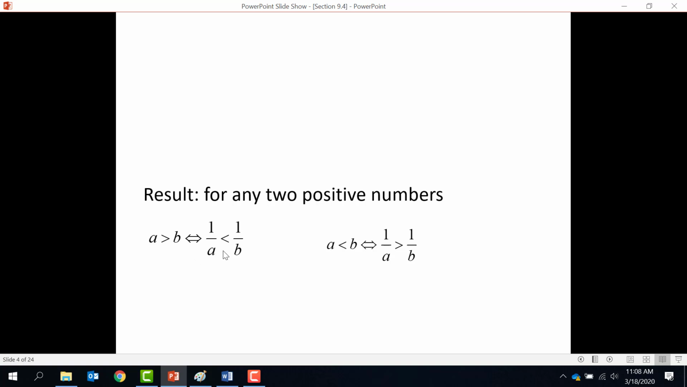So what this tells you is that if you're working with positive numbers and you have an inequality, when you flip it, you reverse the inequality symbol. That's the practical view of that, what we're going to use it for.